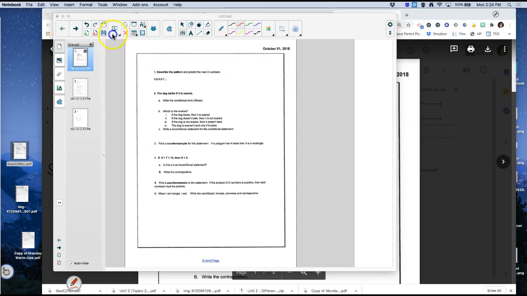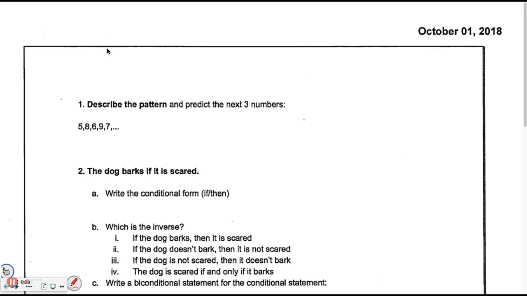Hey guys, this is a little help for your test coming up on Chapter 2. I suggest that while we go through it, I wouldn't write the problems down, but I think you should make a note card while we go through it. So the first thing you need to do is know how to describe a pattern.